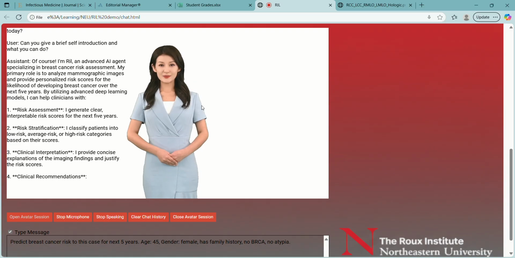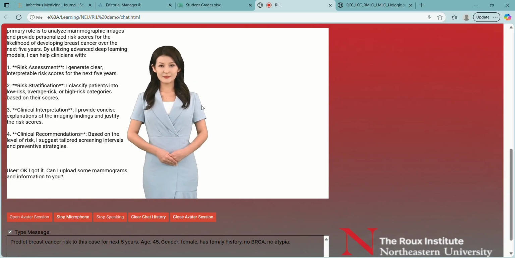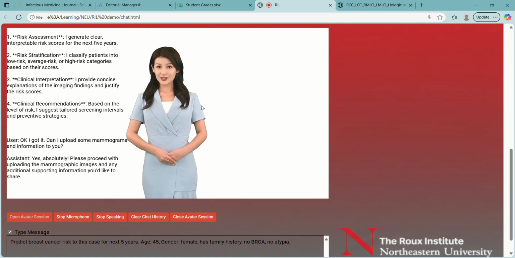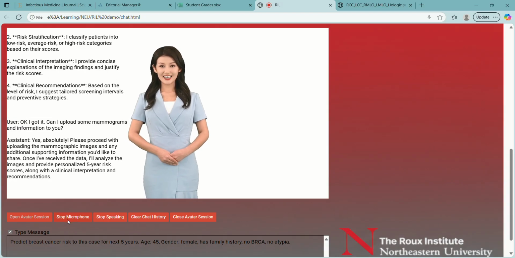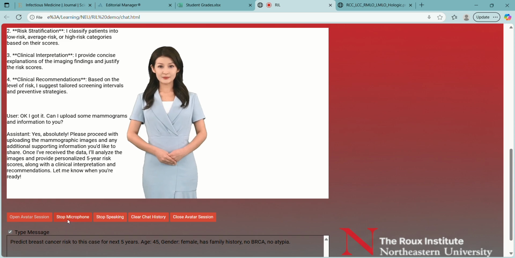4. Clinical recommendations. Based on the level of risk, I suggest... Okay, I got it. Can I upload mammograms and information to you? Yes, absolutely. Please proceed with uploading the mammographic images and any additional supporting information you'd like to share. Once I've received the data, I'll analyze the images and provide personalized 5-year risk scores, along with a clinical interpretation and recommendations. Let me know when you're ready.